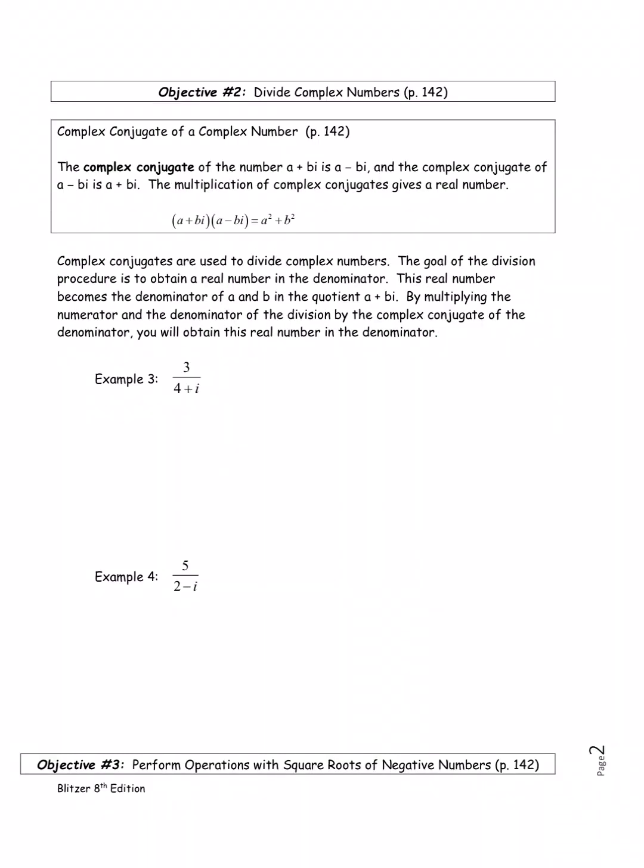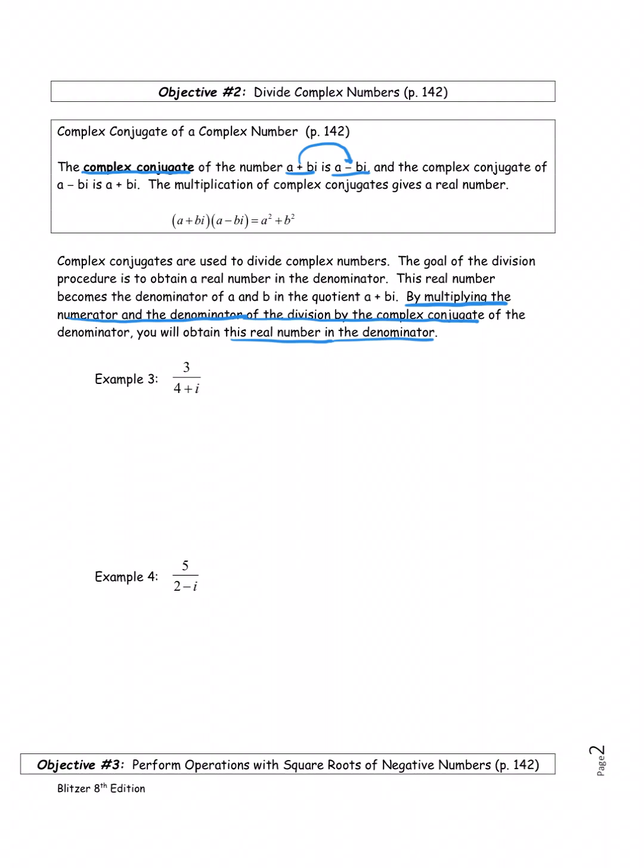To divide complex numbers, basically we're going to multiply by its conjugate. The complex conjugate of a number a plus bi is a minus bi. So notice all we're doing is changing the sign in the middle, and then when we multiply the two complex conjugates, it gives us a squared plus b squared. So our goal, by multiplying the numerator and the denominator of the division by the complex conjugate, is to obtain a real number in the denominator. When we get done, we should just have a plain old number in the denominator.